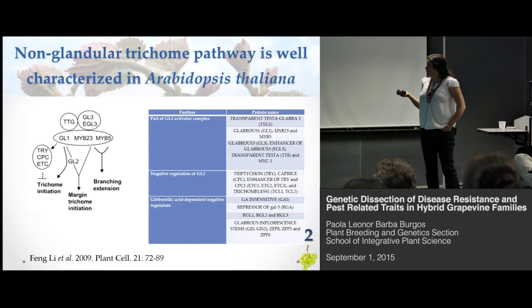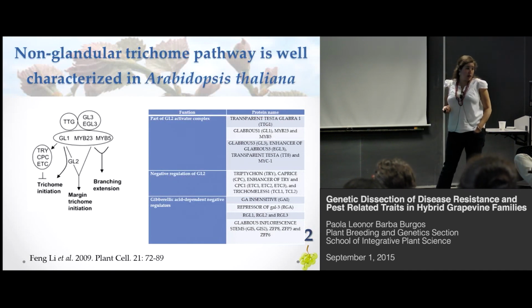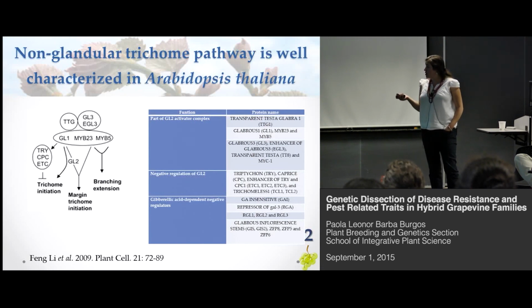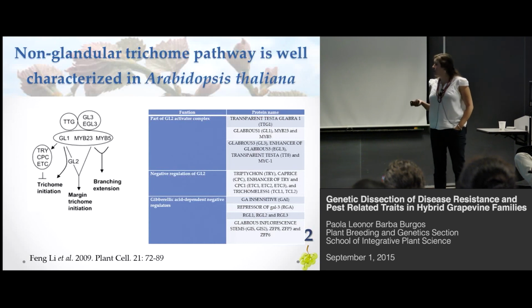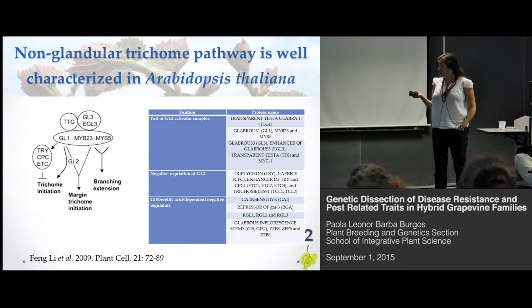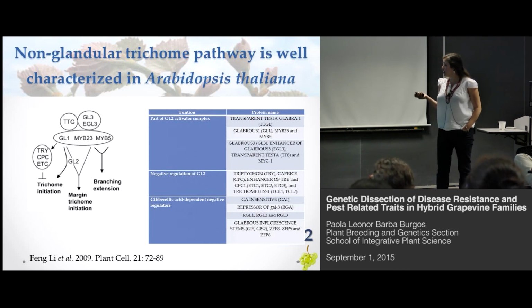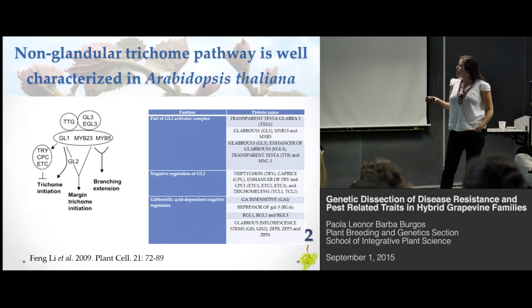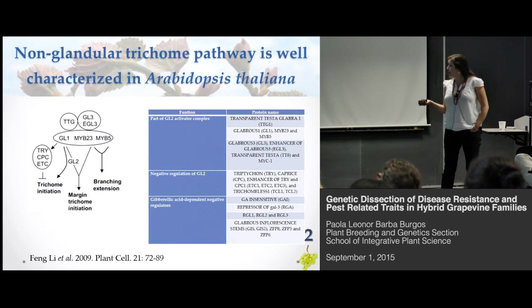The trichome pathway is well characterized in Arabidopsis thaliana, but it's not that well characterized in grapevines. I'm going to explain this very briefly. You have the GL2 protein, which is required for trichome initiation. This protein can be activated by an activator complex that has these three components. There is also a negative regulation from this set of proteins. I'm not going to read it, just for a matter of time. And then there are gibberellic acid dependent negative regulators, which are more related to differentiation, which are these proteins here, well characterized in Arabidopsis thaliana.